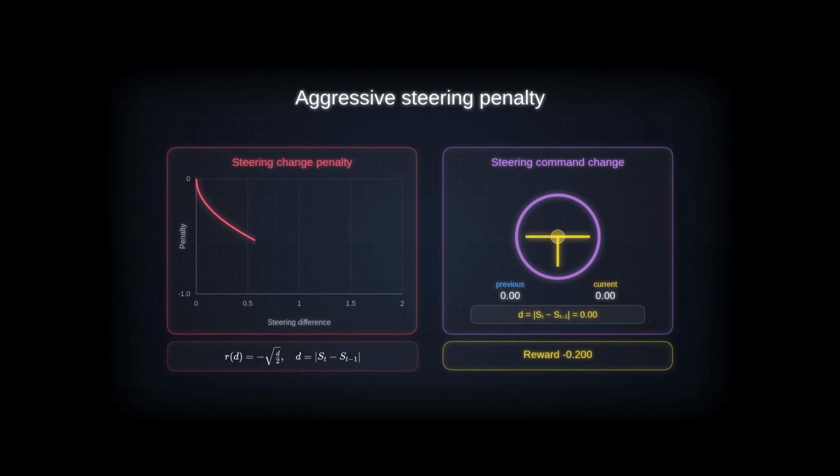The final function discourages aggressive steering. A sudden steering input can, of course, be necessary in racing situations. However, constantly making rapid and erratic steering corrections rarely leads to good performance. By measuring the difference between consecutive steering commands, the function applies an increasingly larger penalty as that difference grows.